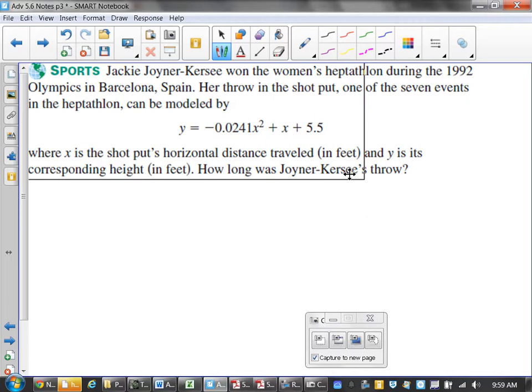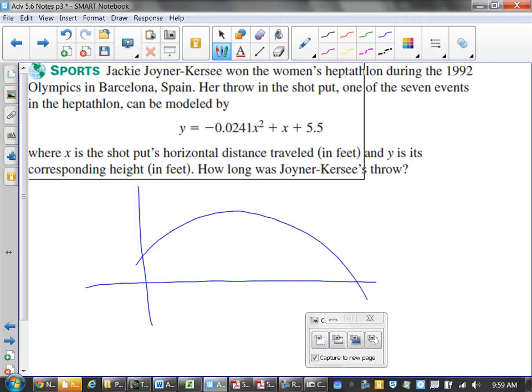The cannon's on the ground, shooting it up. Here, instead of your curve starting at 0, it's starting at 5.5 feet, and it's still landing at some value. What we're looking to find is the horizontal distance that she threw it. That's what the x values are looking for. In your calculator's table, you're looking for where y is jumping from a positive value to a negative. That'll give you a good approximation.